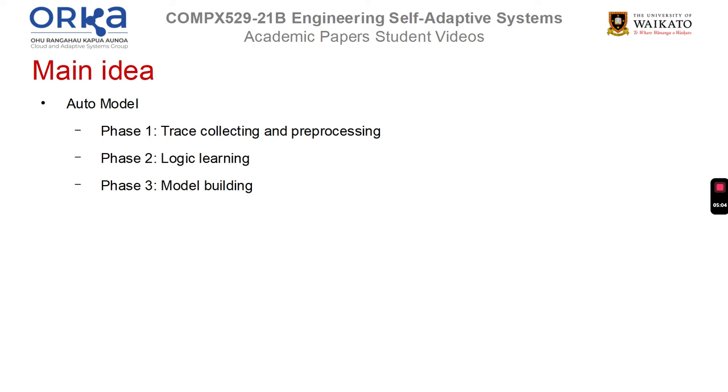How this will be achieved is through 3 steps. Phase 1, trace collecting and pre-processing. Phase 2, logic learning. Phase 3, model building. Trace collecting and pre-processing: collect execution traces of the target self-adaptive system and regroup recorded iterations according to their sensed environmental inputs. Each group records the environmental behavior under different situations.